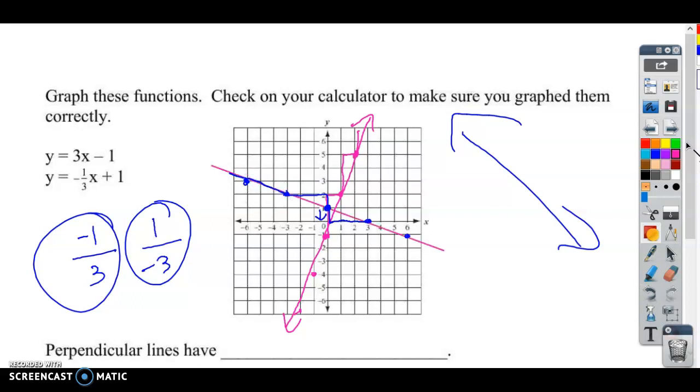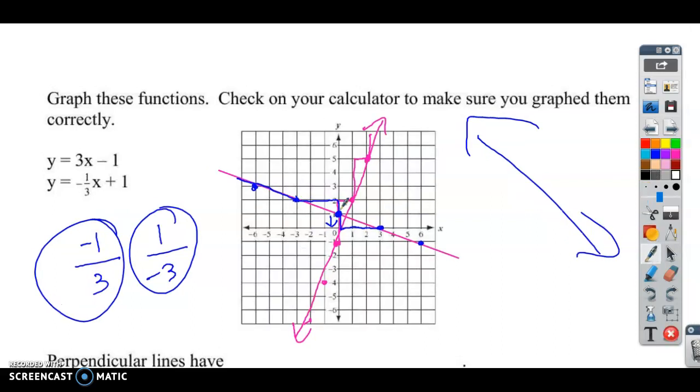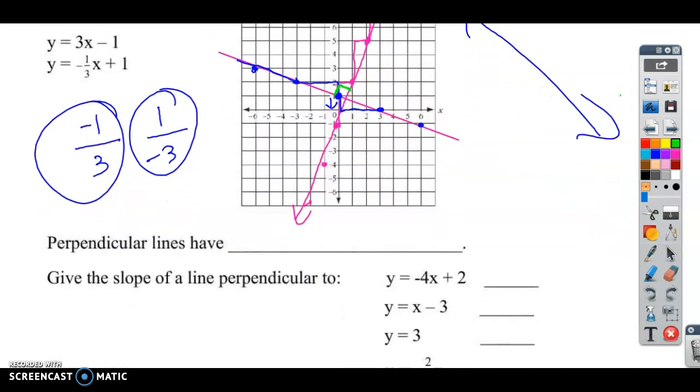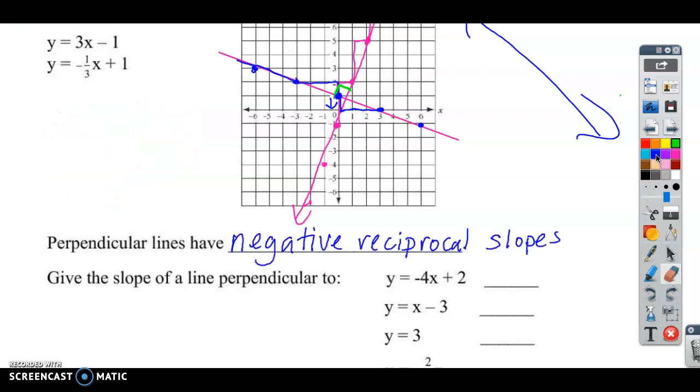Okay, so now you can see that these two lines are actually perpendicular. See, there's a right angle. Here's the right angle. Okay, so perpendicular lines have negative reciprocal slopes. So go ahead and write that down if you're writing down your notes.